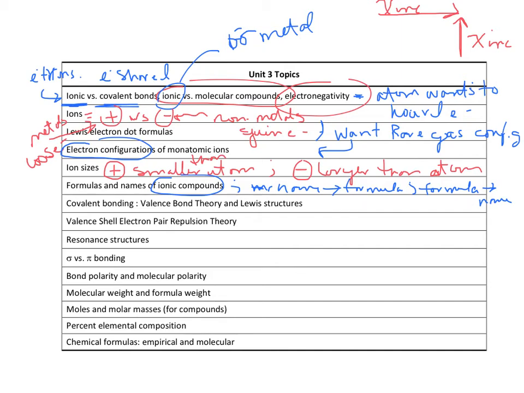Lewis structures. Remember coming up with a pot of valence electrons and then distributing them around your final structure. Okay, I'll just leave it with that.